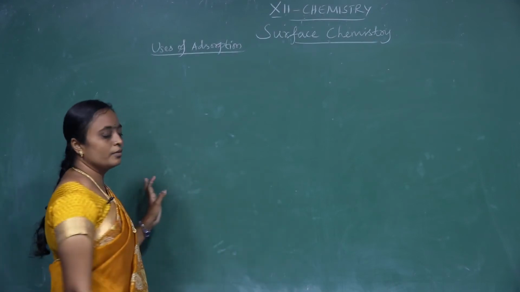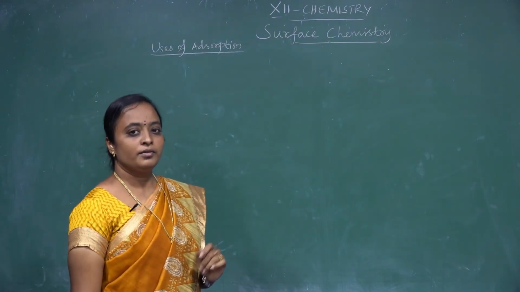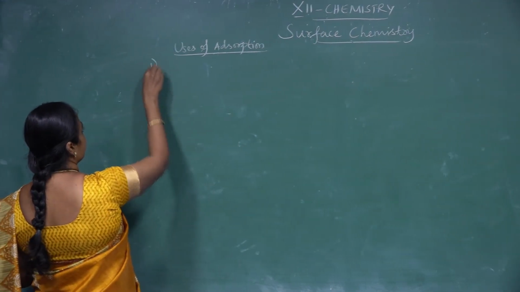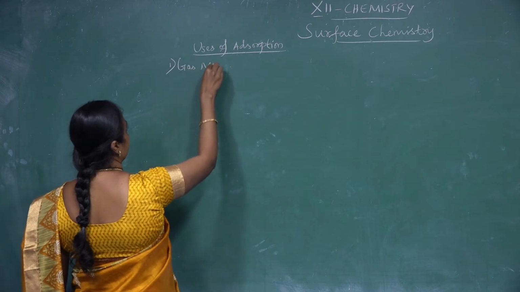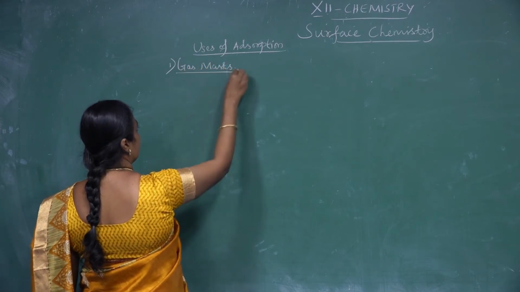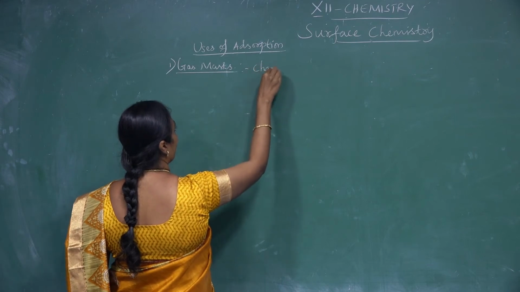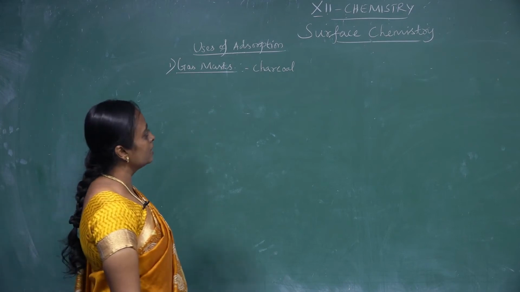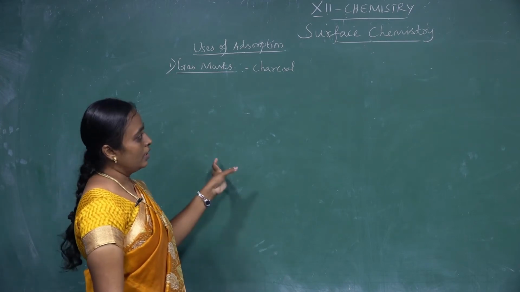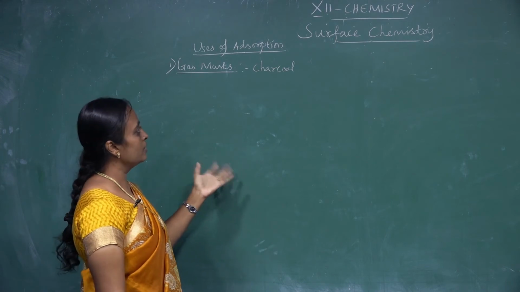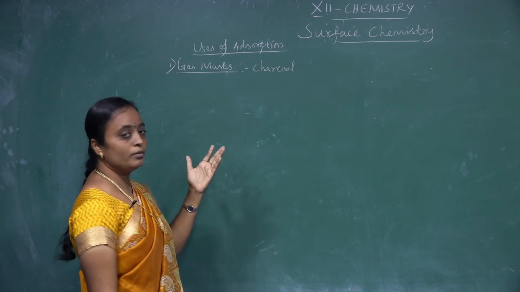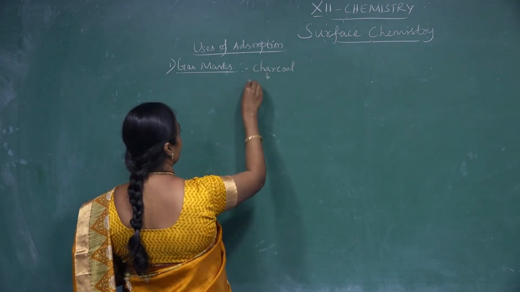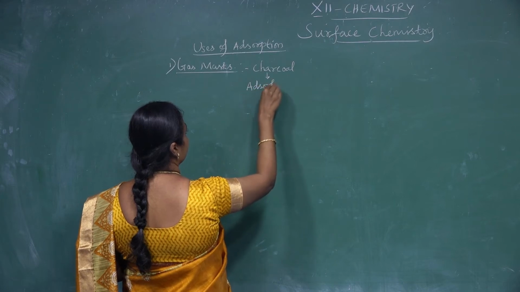Next, uses of adsorption. Adsorption has numerous applications, but we will see the possible applications. Let us take the first one: in gas masks, charcoal is used for adsorption. During the First World War, the American and British peoples used charcoal, which is mostly used as an adsorbent.